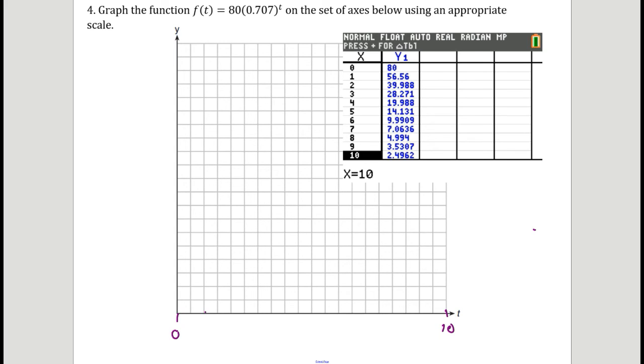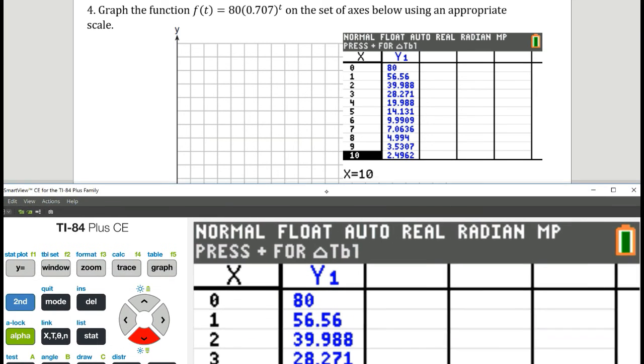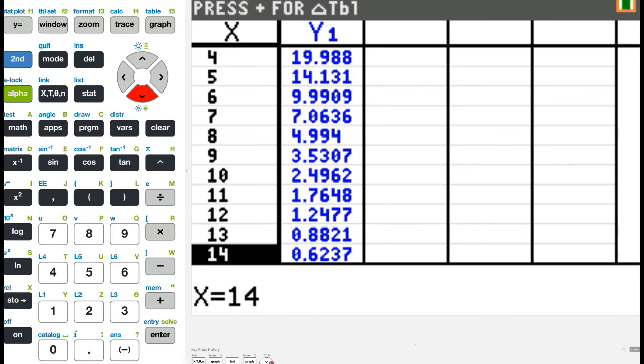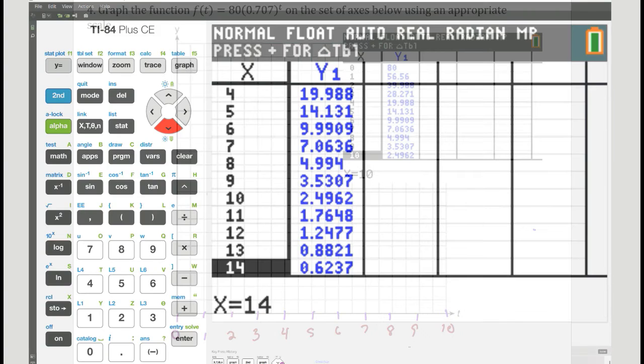So that's 0, 1, 2, 3, 4, 5, 6, 7, 8. Well, you don't have to do that. But I really don't want to go to 20 on my table because eventually the numbers just start getting really small. But you can, it's your choice, it's your graph.